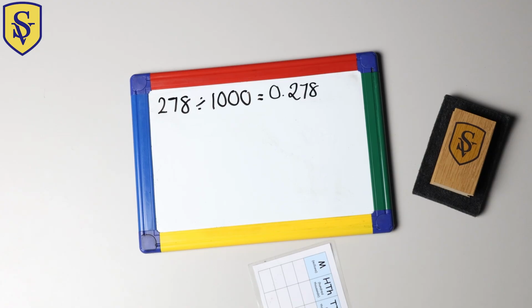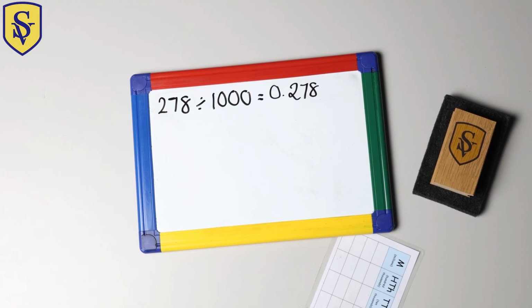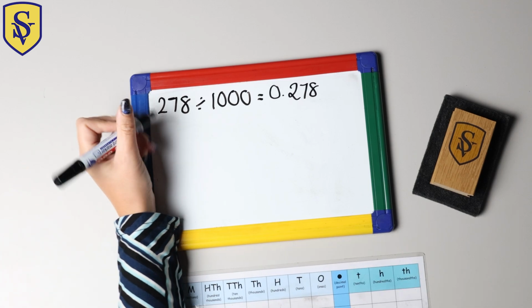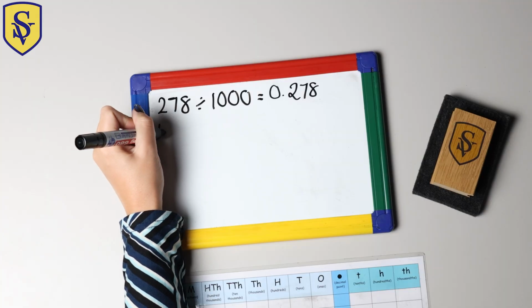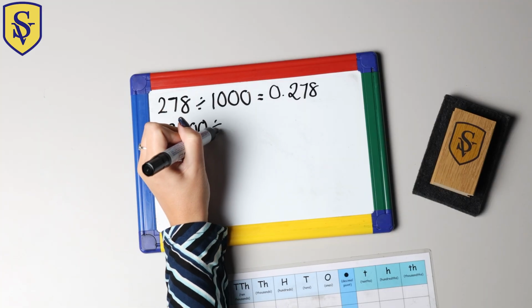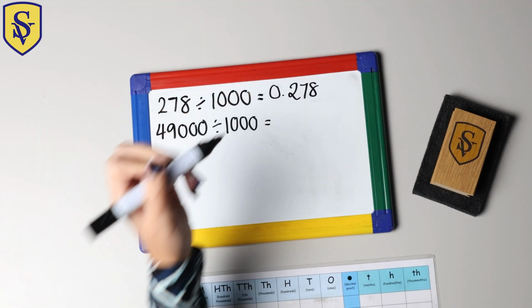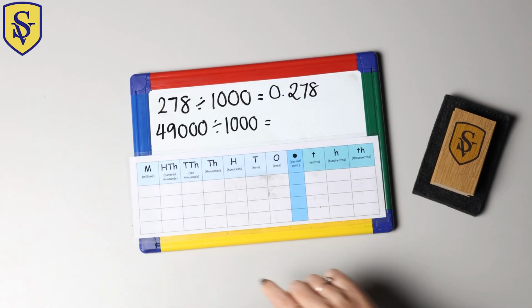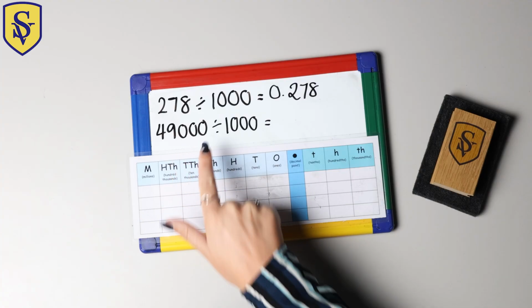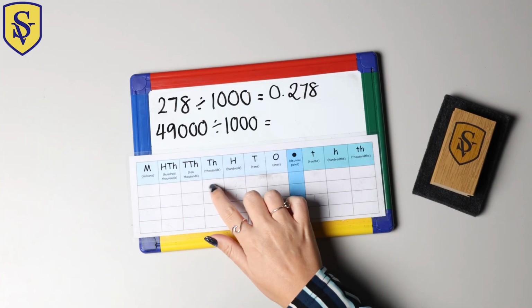This also works without decimals. So if we started with a larger number, you can use the exact same method. There'll just be no jumping over the decimal point. I will show you an example with the larger number. So for example, if we had 49,000 divided by 1,000. So onto the place value grid, we're going to put 49,000. So we've got 5 digits.